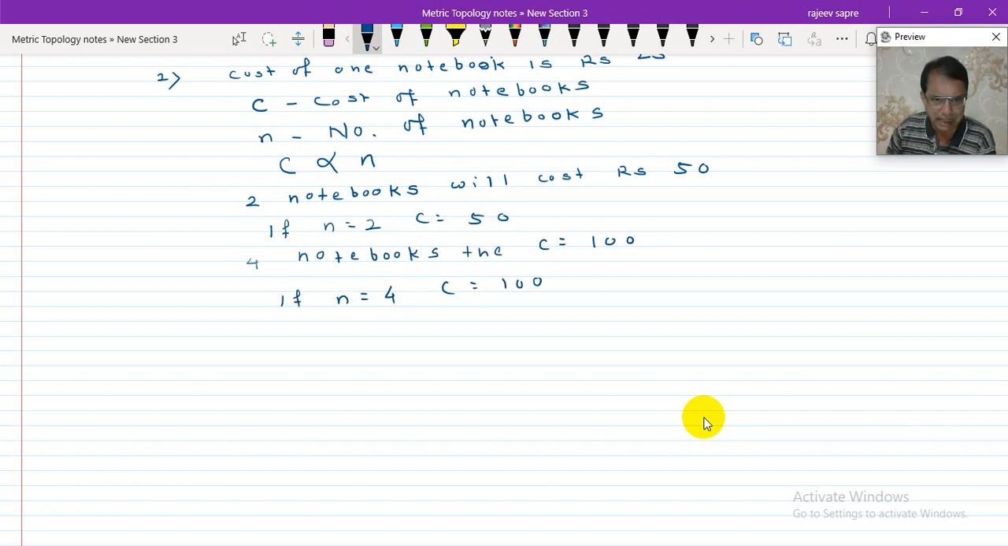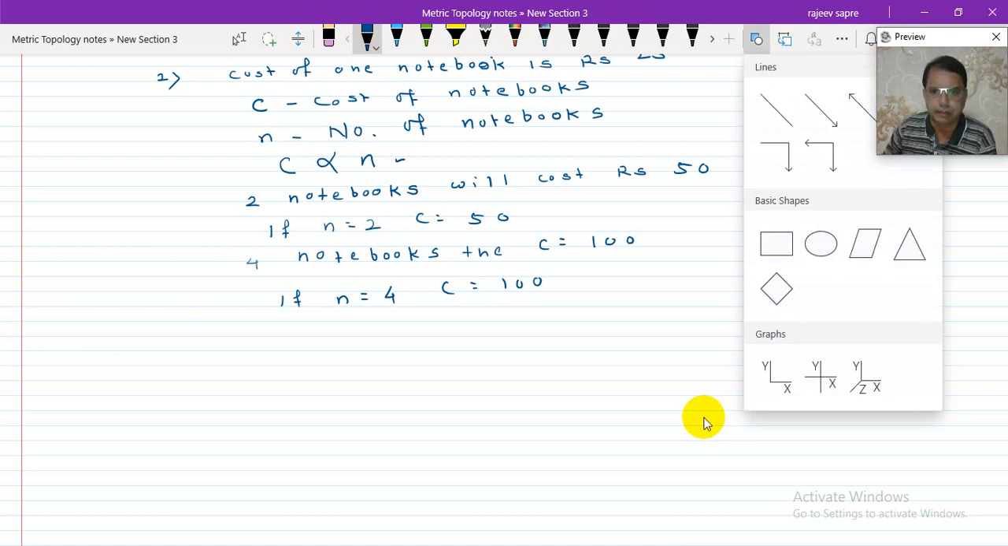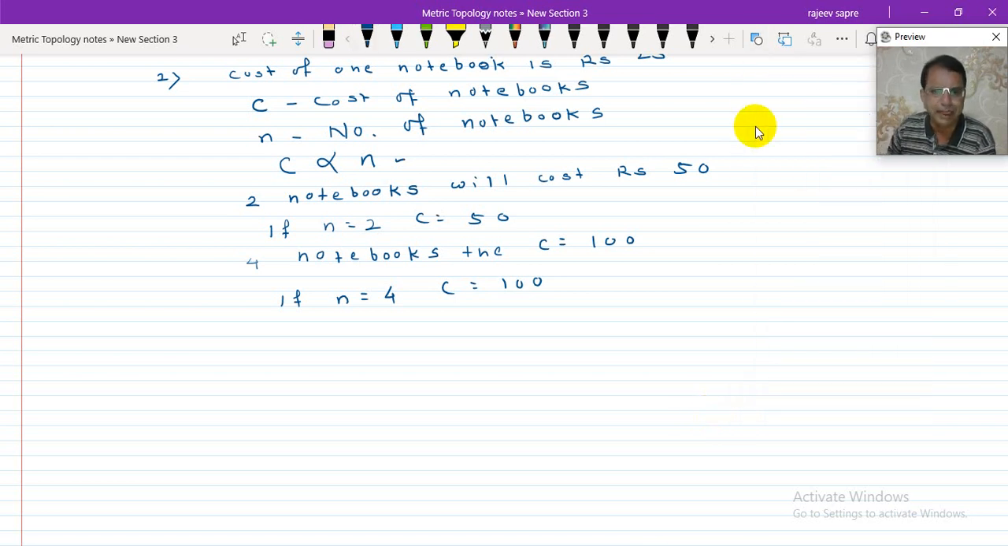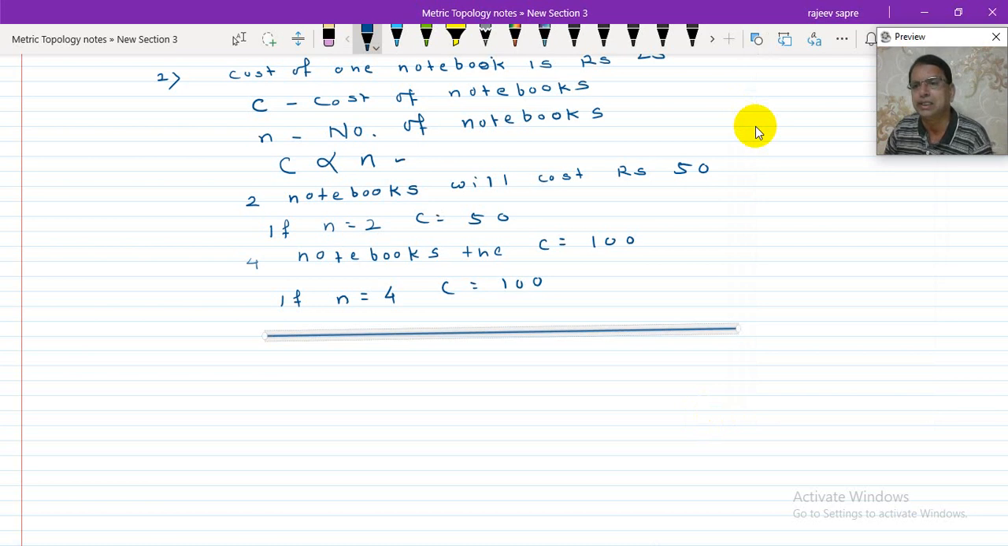So see, when N increases, C also increases. This is direct proportion. That is why we have written C alpha N. So I hope you are clear with this idea about direct proportion. Many examples we can find. I give this as an exercise to you. Find different examples in real life situations where this direct proportion is seen. Now, some problems we will try.